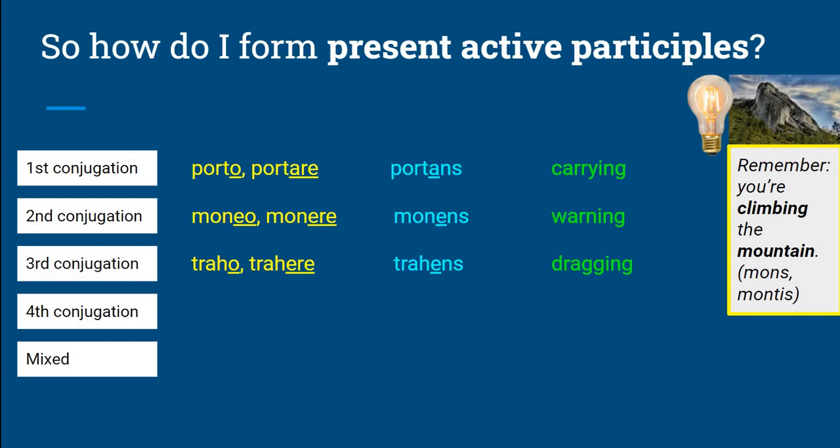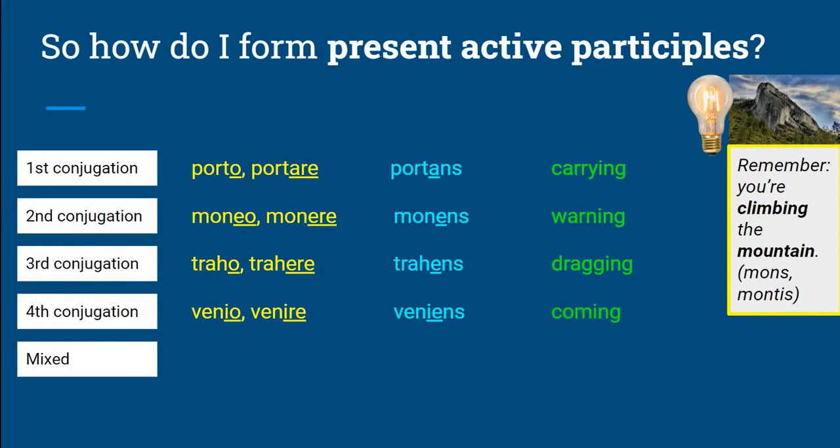In the fourth conjugation, we could say venio, venire, which won't be venins because Latin likes to add things in after those I's. It'll be veniens, sort of like with the imperfect that you'd have veniebam instead of venibam. It's just a general pattern with this conjugation. And that'll translate to coming.